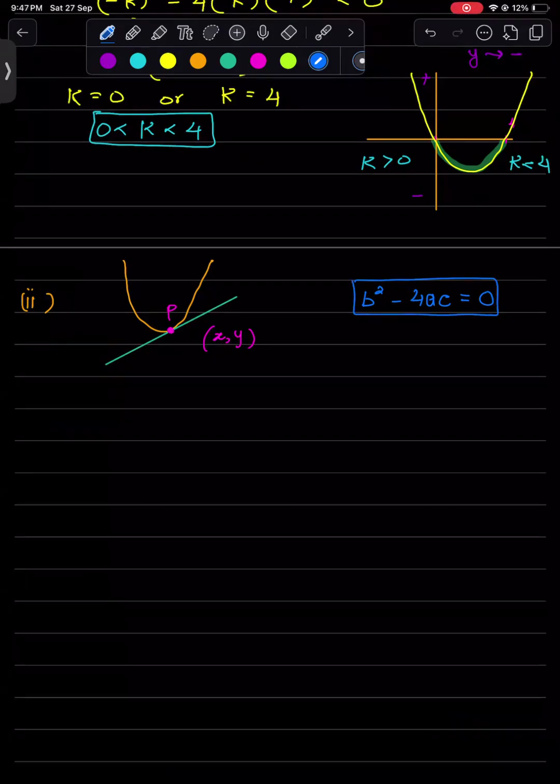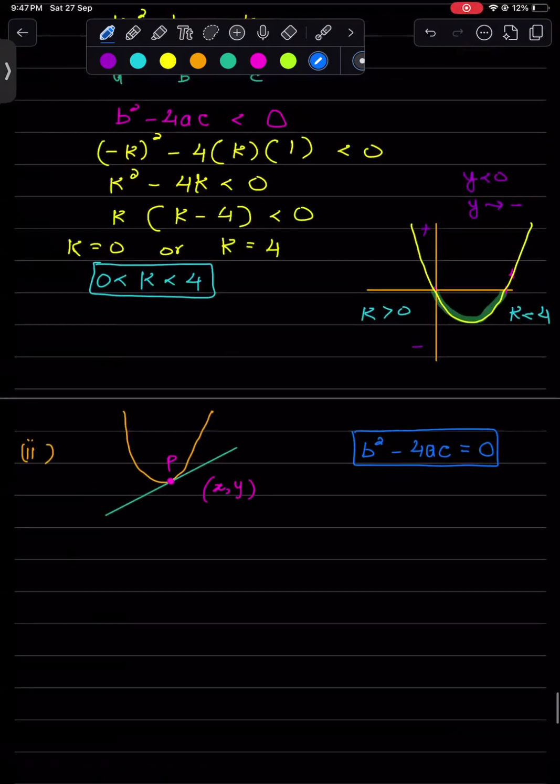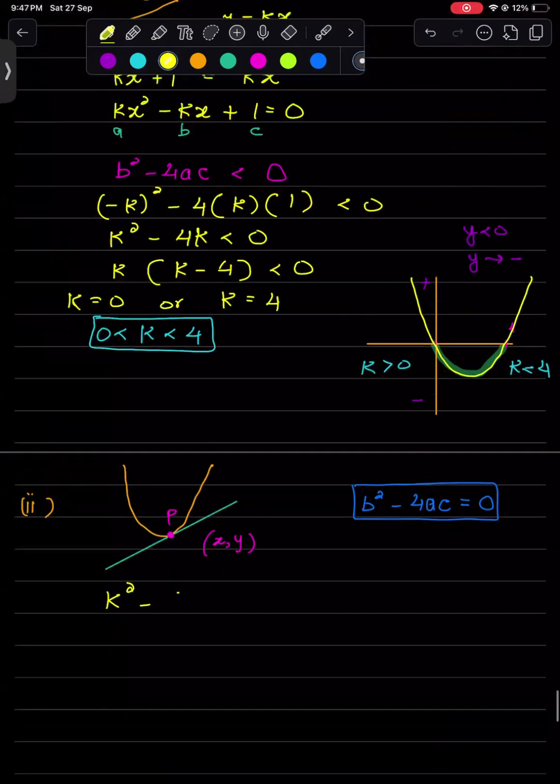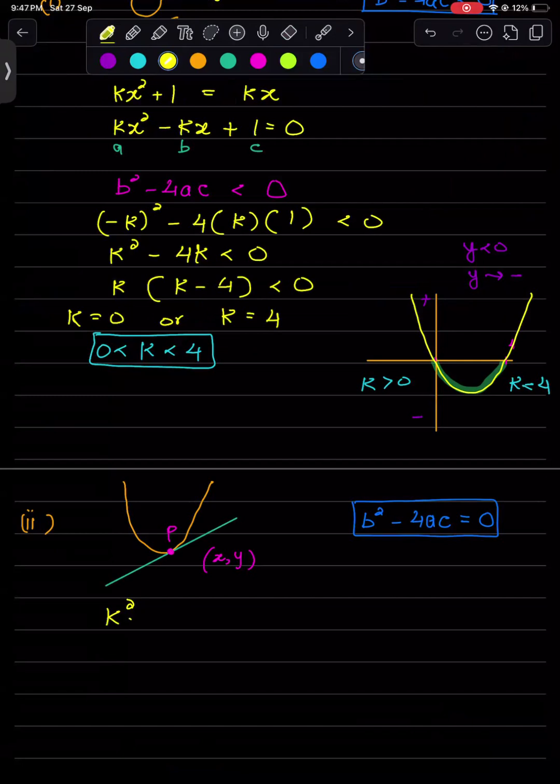So again, we are using the same equation. We have to start off again by putting them equal to each other and solving simultaneously. We will be ending up with the same equation: kx squared minus kx plus 1 equals 0.